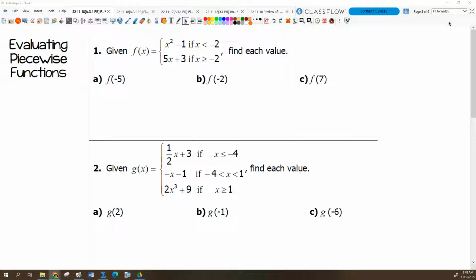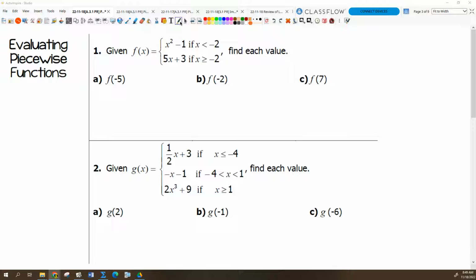Oh, I'm seeing a variety of different votes here. Well, just ask yourself, look at the domains. Is -5 less than -2? Okay, so then it's the top piece, isn't it? Is -5 greater than or equal to -2? No, it's not, right? So -5 is going to go into the top piece.